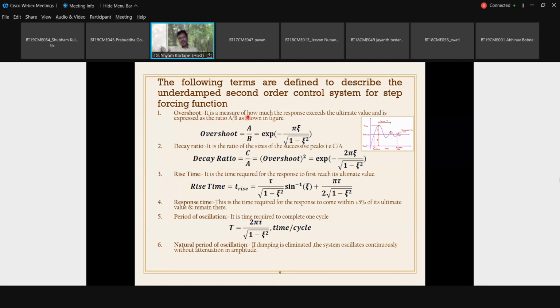Overshoot, it is a measure. What is overshoot? Remember, the very first is overshoot. It is a measure of how much the response exceeds the ultimate value. The very first peak you see, this peak. Is the diagram visible?